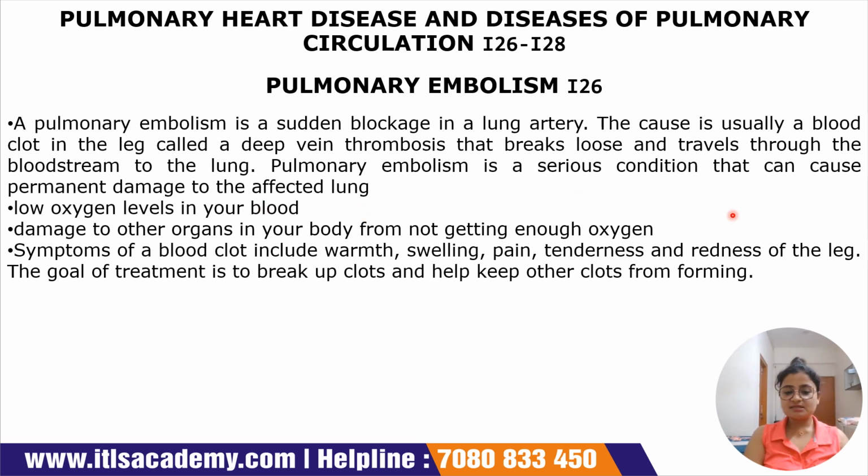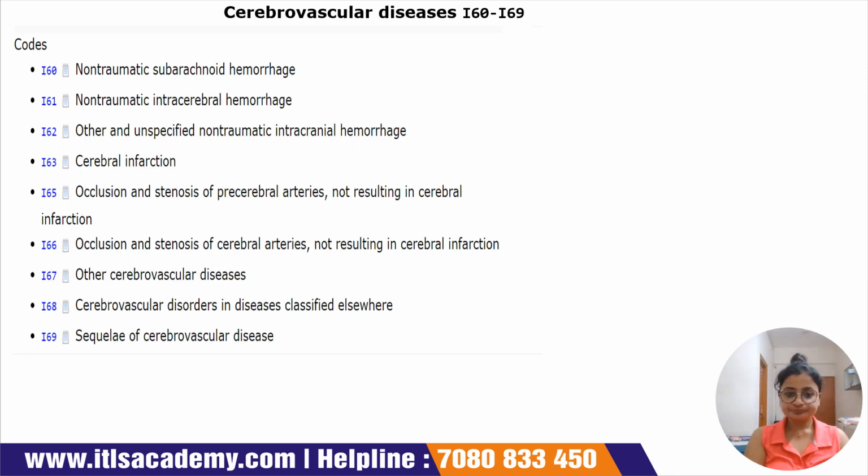Pulmonary embolism is a serious condition that can cause permanent damage to the affected lung. So there will be low oxygen levels in your blood, damage to other organs in your body from not getting enough oxygen. Symptoms of a blood clot will include warmth, swelling, pain, tenderness, and redness of the leg. The goal of treatment is to break up the clots and help keep other clots from forming.